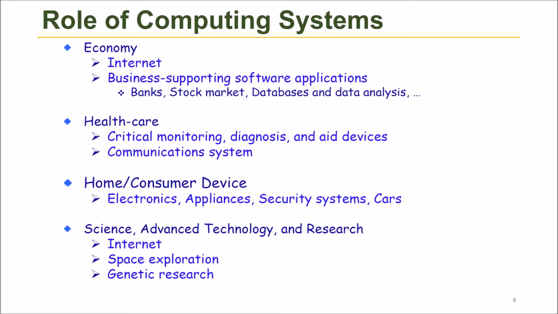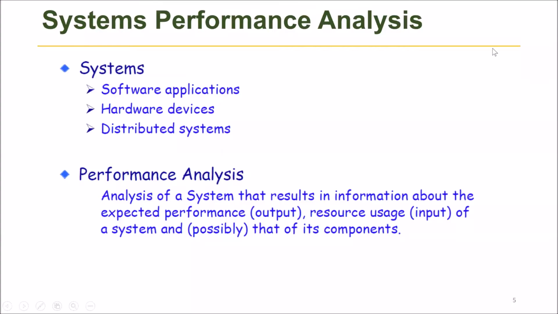Ignoring performance in safety-critical system can lead to catastrophes such as what happened for Space Shuttle Challenger. In computer system, we have different domains. System can be an individual software application, it can be a hardware device, or we can have a distributed system, which is a group of computers connected to each other.